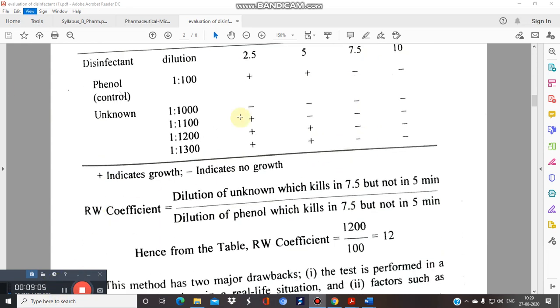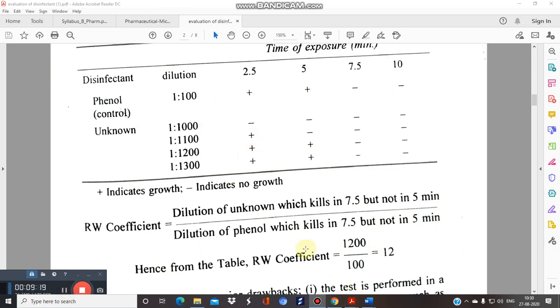So how will you calculate the Riedel-Walker coefficient? It is the dilution of the unknown which kills in 7.5 but not in 5 minutes, upon the dilution of phenol which kills in 7.5 but not in 5 minutes. So particularly this means which dilution you will select. You will select that dilution that will show the same effect as the phenol. So that is 1200.